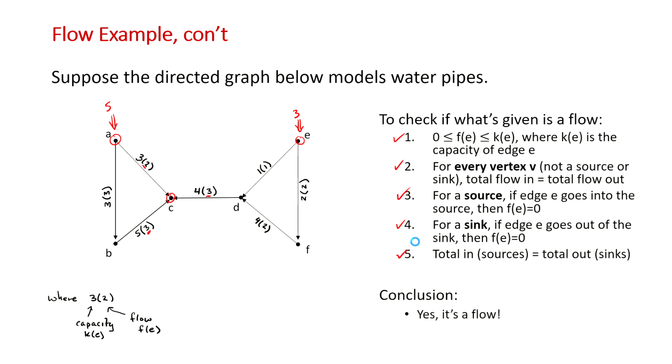Which means, what's our conclusion? Yes, this actually was a flow. No surprise, we created this exact same flow just a little bit ago, so it shouldn't be a surprise that we got an actual flow. Now, the last thing that you'll often be asked about is, what's the value of our flow? The value of the flow is, if you look at the sources, the total amount that you've pushed into your system from your sources. So this would be the 5 units from vertex A and the 3 units from vertex E. Add them together, and that 8 is the value of this particular flow.